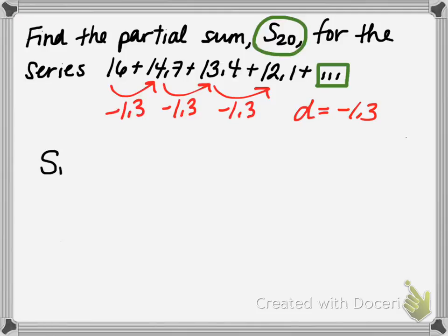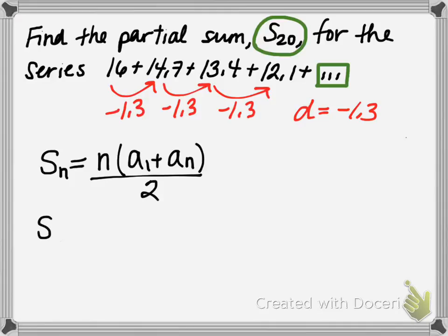And we're in luck because we have a formula for the partial sum of an arithmetic sequence. So S sub n for an arithmetic sequence will be n, the number of terms, times a sub 1, the first term, plus a sub n, all divided by 2.